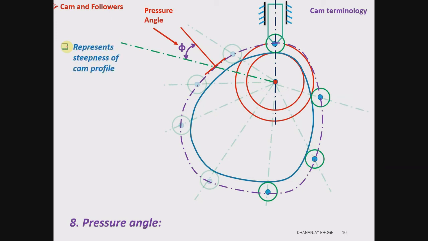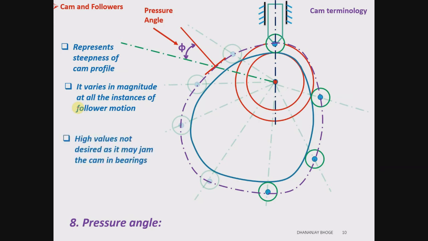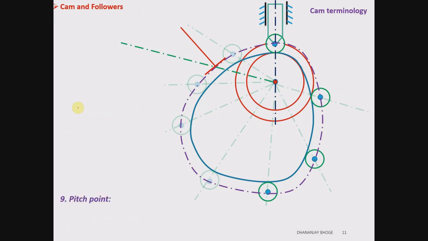Now pressure angle represents steepness of cam profile. And it varies in magnitude at all the instances of follower motion. So it will have some maximum value as well as some minimum value. High values are not desirable as it may jam the cam bearings. Now pitch point is the point on the pitch curve having maximum pressure angle. Okay, as we have seen that pressure angle varies at all the instances of follower rotation. So it will have some maximum value, and the point on the pitch curve where the pressure angle is maximum is called as pitch point.